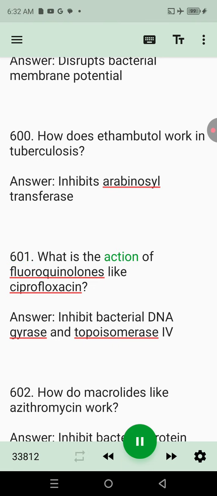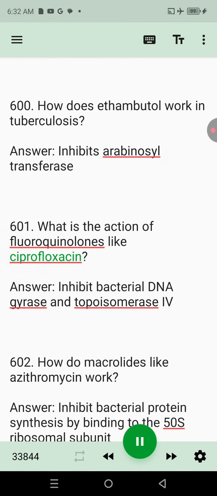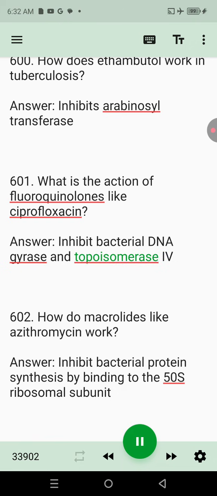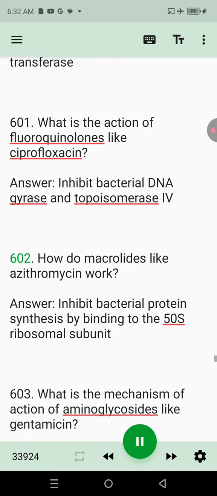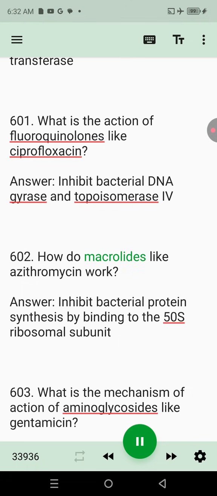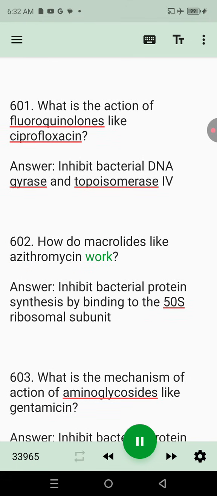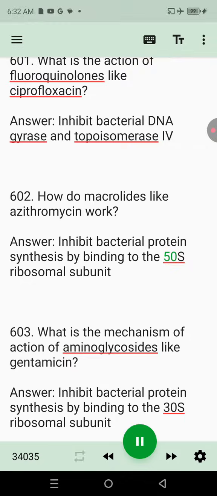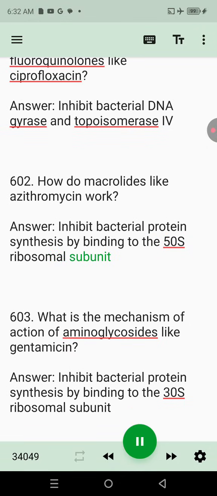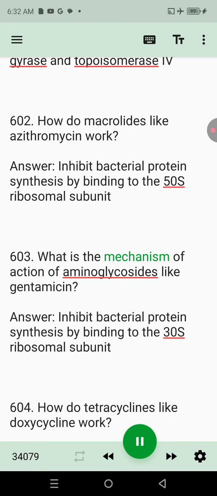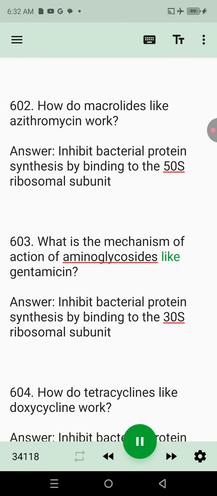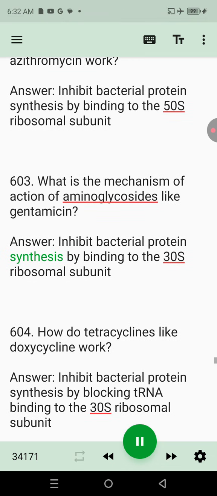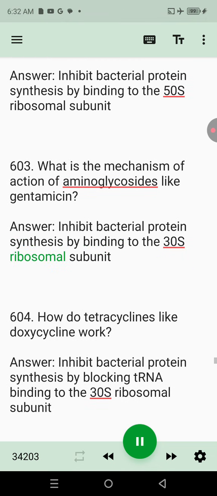601. What is the action of fluoroquinolones like ciprofloxacin? Answer. Inhibit bacterial DNA gyrase and topoisomerase IV. 602. How do macrolides like azithromycin work? Answer. Inhibit bacterial protein synthesis by binding to the 50S ribosomal subunit. 603. What is the mechanism of action of aminoglycosides like gentamicin? Answer. Inhibit bacterial protein synthesis by binding to the 30S ribosomal subunit.